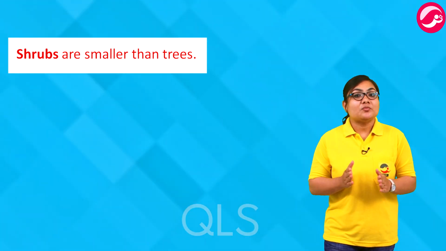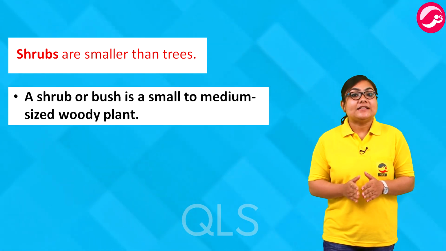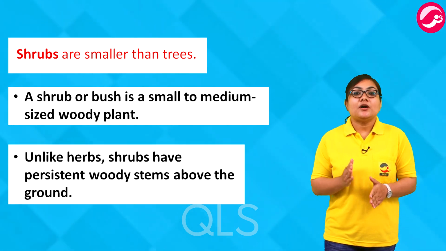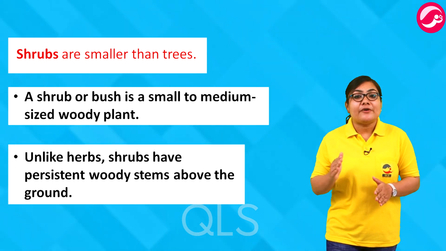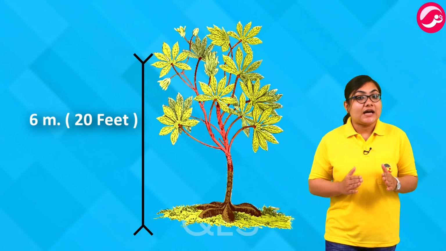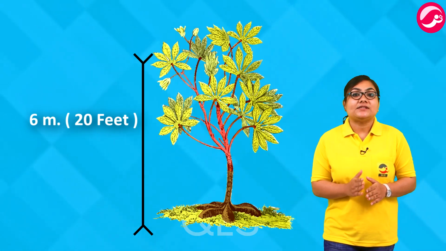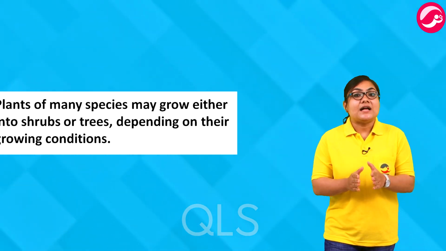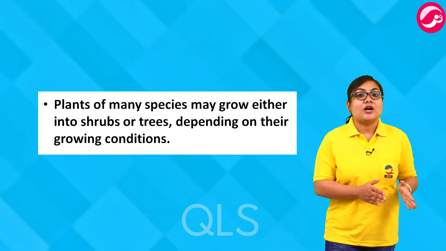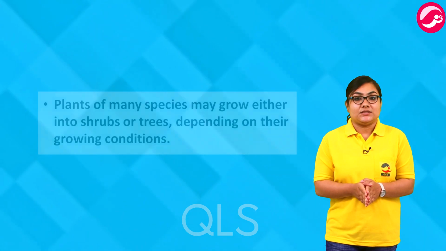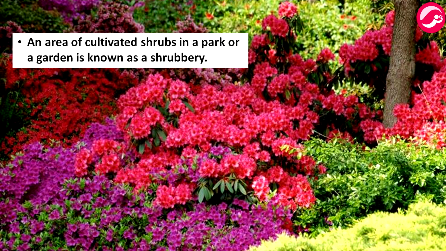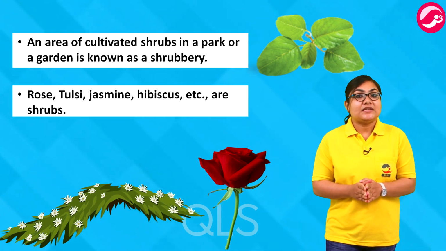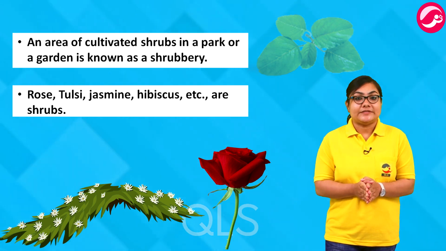Second is shrubs. Shrubs are smaller than trees. A shrub or a bush is a small to medium sized woody plant. Unlike herbs, shrubs have persistent woody stems above the ground. They are distinguished from trees by their multiple stems and shorter height and are usually under 6 meters, that is 20 feet tall. Plants of many species may grow either into shrubs or trees depending on their growing conditions. An area of cultivated shrubs in a park or a garden is known as shrubbery. Rose, tulsi, jasmine, hibiscus, etc. are all examples of shrubs.